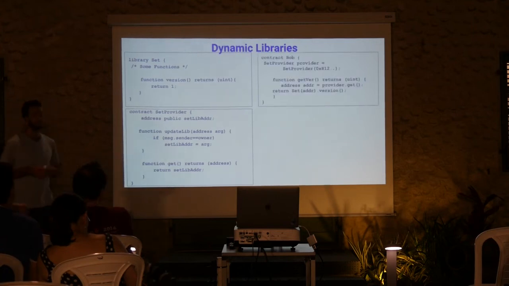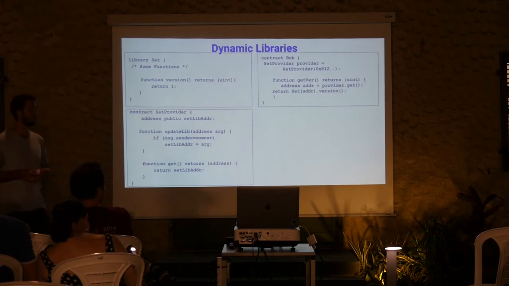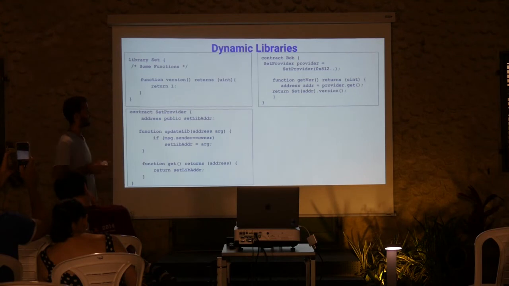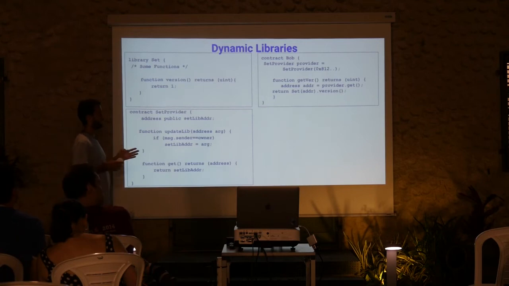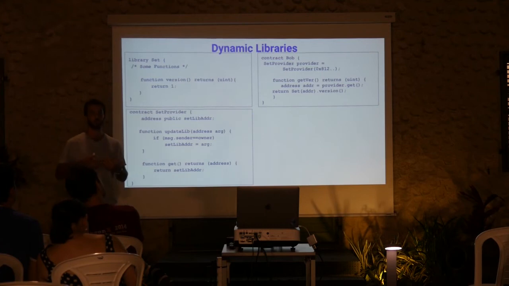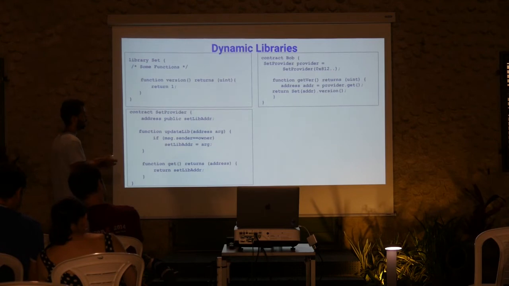And here we have Bob, a contract Bob, which uses the SetProvider. He declares the SetProvider with the address of the set provider. And when we try to invoke the getVersion of Bob, getVer, we will fetch the updated version of my library from the SetProvider and try to invoke the version function.